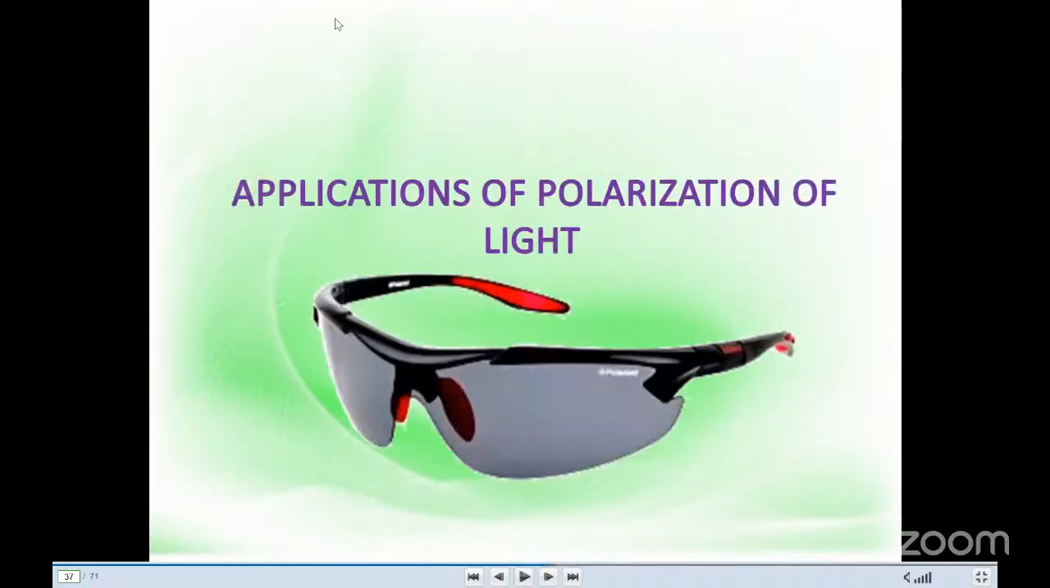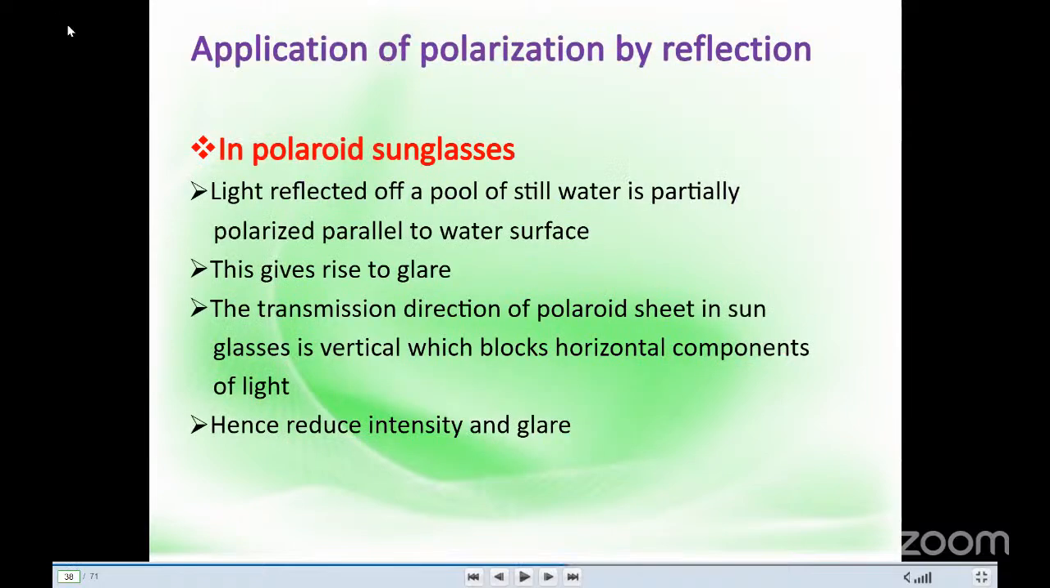So what are the applications of the polarization of light? So these are the polaroid glass spectacles. Unpolarized, polarized light by reflection, which you use in polarized sunglasses. Light reflected off a pool of still water is partially polarized parallel to the water surface, and this may give a glare. The transmission direction of the polarized sheet in the sunglasses is vertical, which blocks horizontal components. So like that, it reduces the intensity of the light and glare.